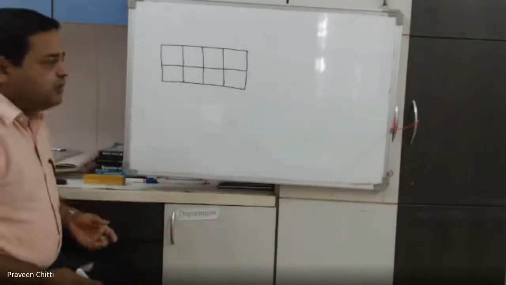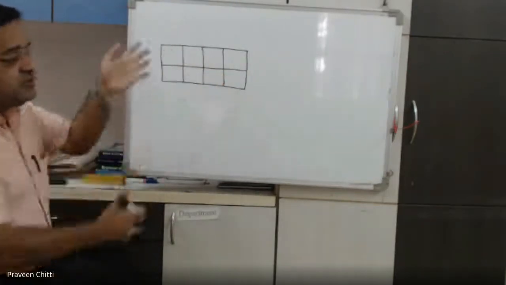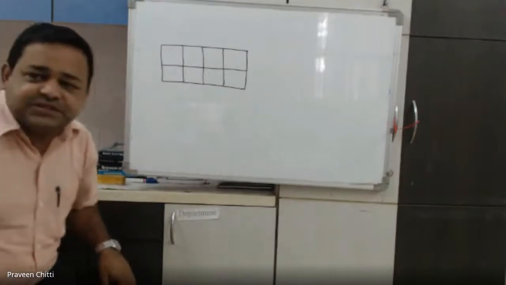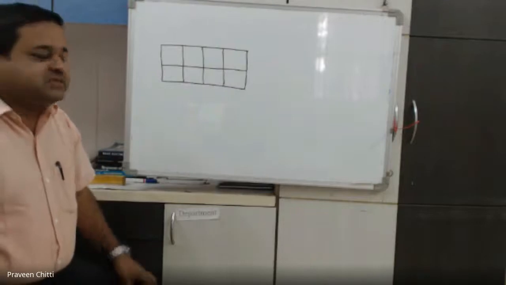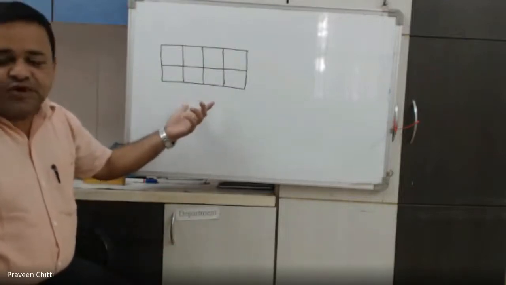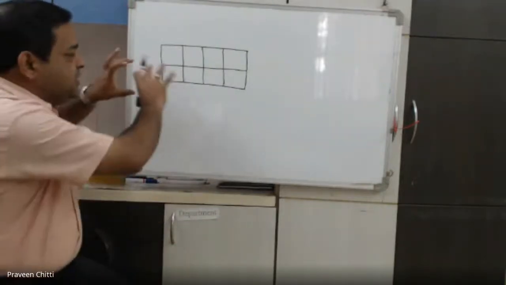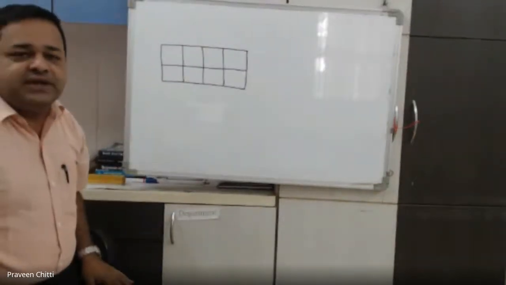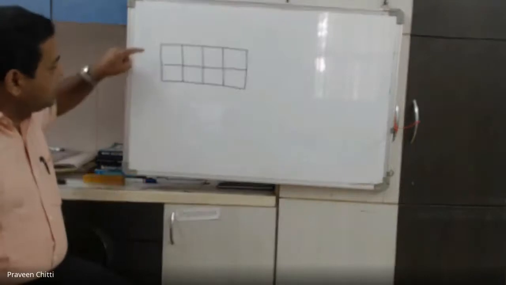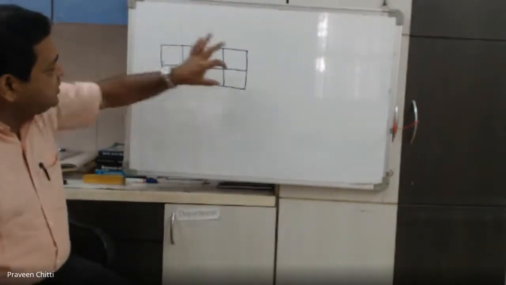This is one way of drawing. Or you can just tilt it and make it vertical. That is also possible. So that's why, unlike 2 and 4 variable K-maps, we get 2 different orientations for a 3 variable K-map. Either you can have a horizontal arrangement, or you can tilt it and make a vertical arrangement.